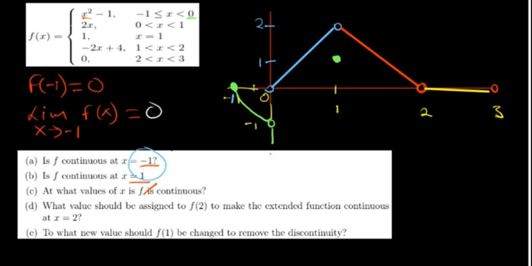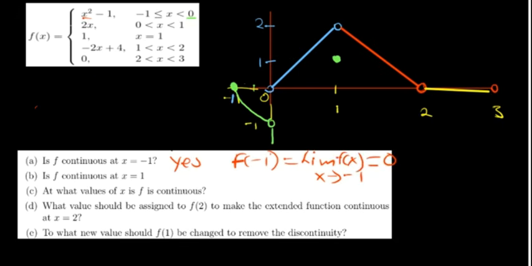So since these are equal, we can confidently answer the first one to say the function is continuous. Yes, because f of -1 is equal to the limit as x approaches -1. They are all equal to 0. So we've answered the first one. We can go to the next one. Is the function continuous at x equals 1?